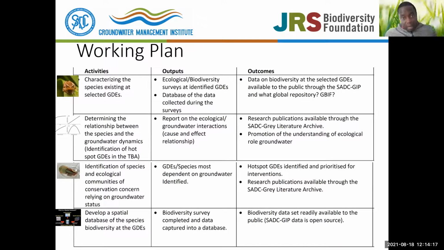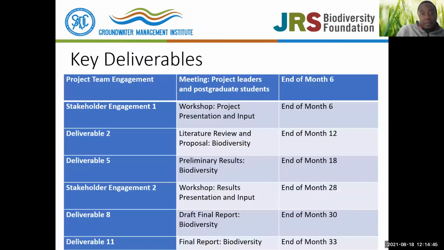So the output will be through the biodiversity surveys completed and data captured into a database, and then the outcome, a biodiversity data set readily available to the public through the SADC GIP data, which is an open source link that is freely available to the public.